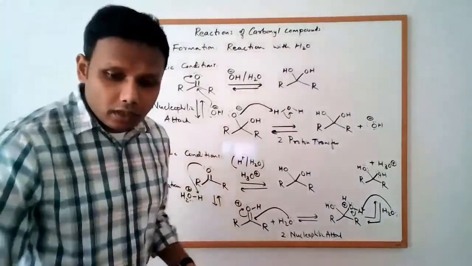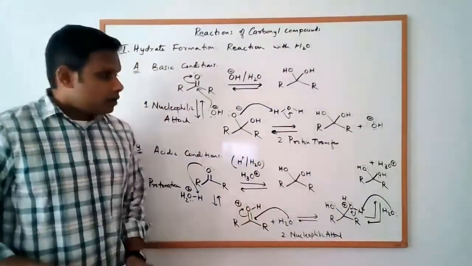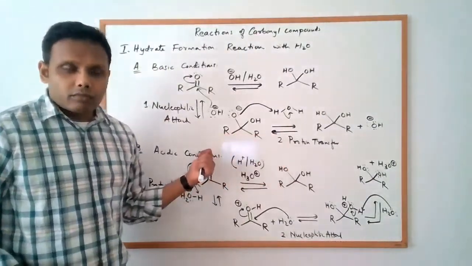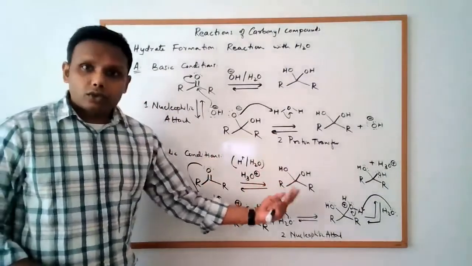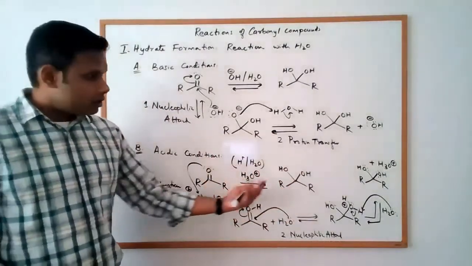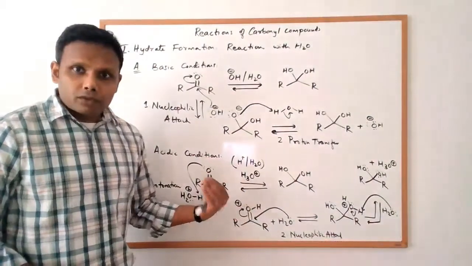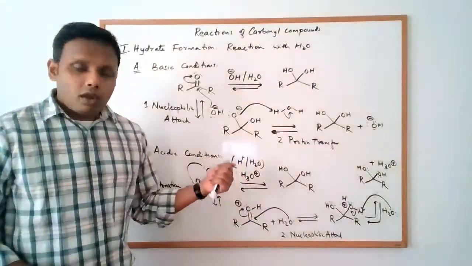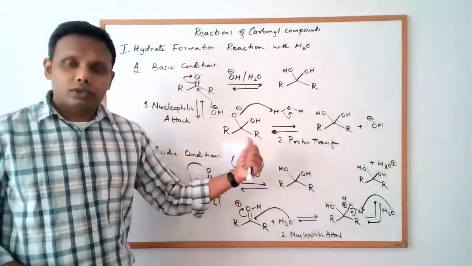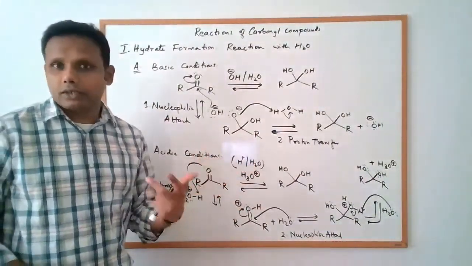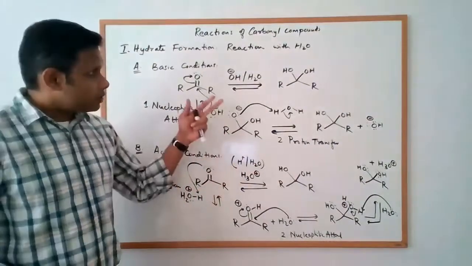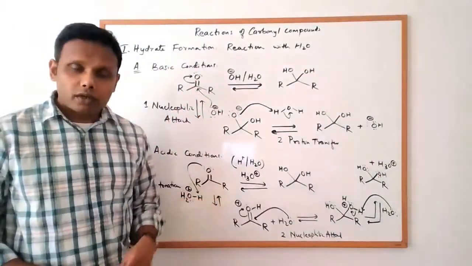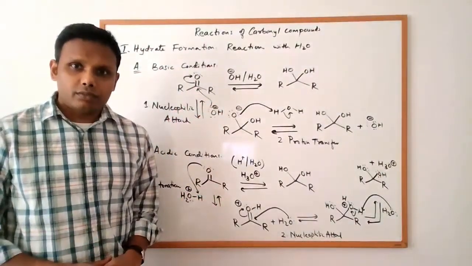Now, these hydrates, like we saw, they exist in equilibrium with the carbonyl compound. That means this hydrate can also go back to the carbonyl compound. So in a later video, we're going to actually look at the mechanism of how the hydrate is converted into the carbonyl compound, the electron push mechanism for that. But for a start, that's the reaction of carbonyl compounds with water that gives a hydrate as the product.